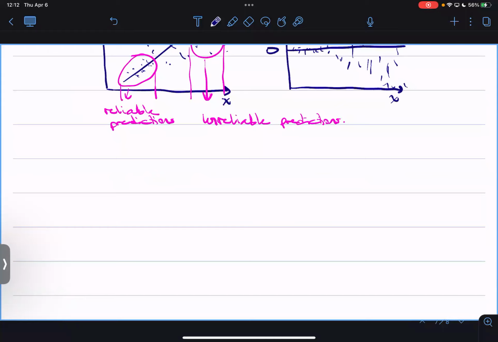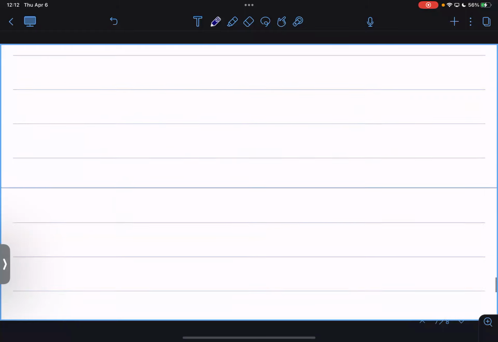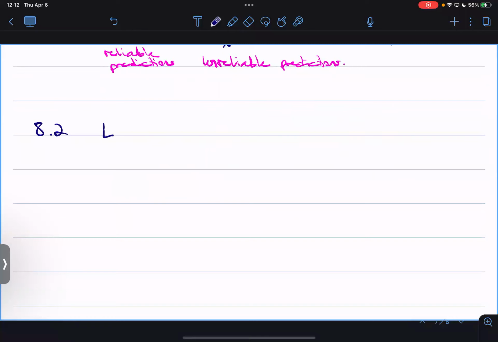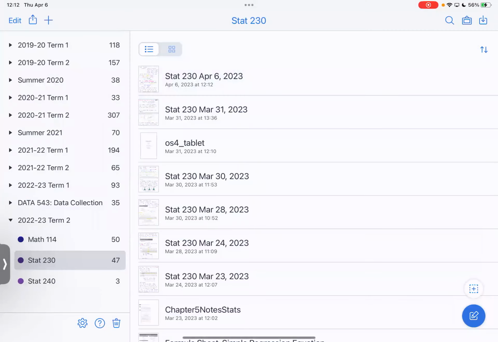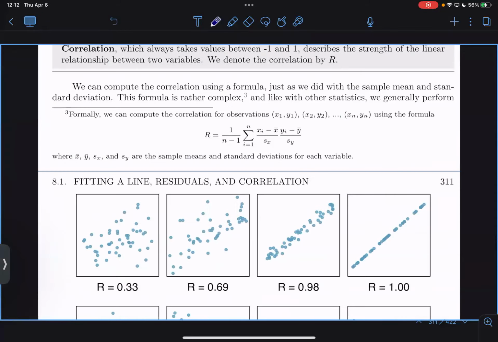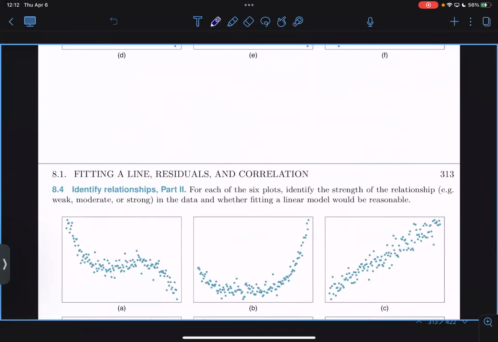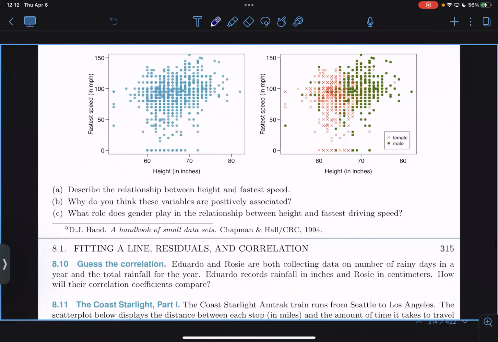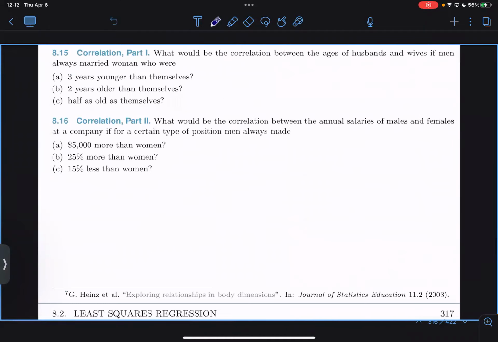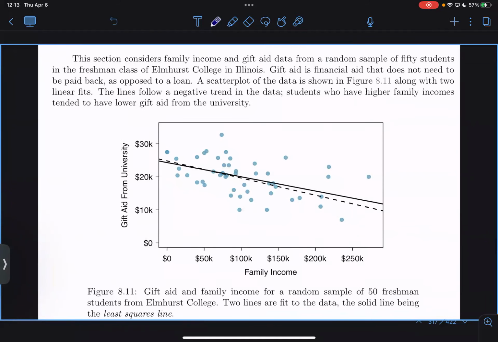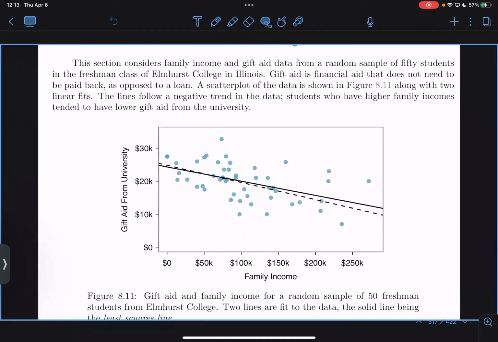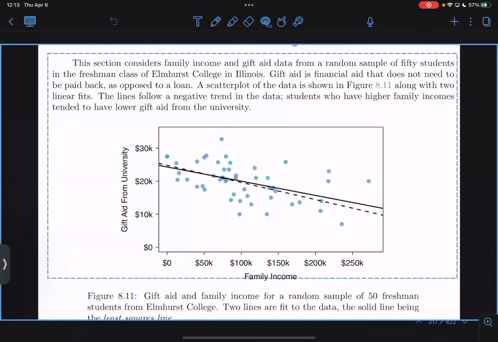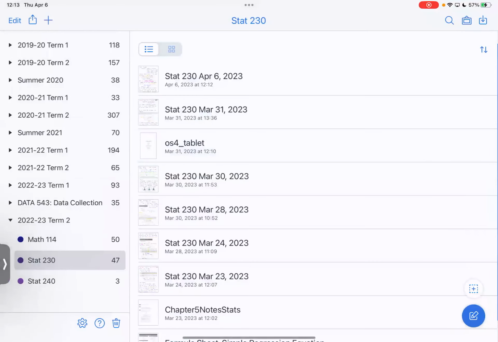But where's my next page? Not for a while. Let's do 8.2. Least squares regression. And I know I'm running out of time. But what I want to do is just show you, or start the example where we're calculating the slope and the intercept.